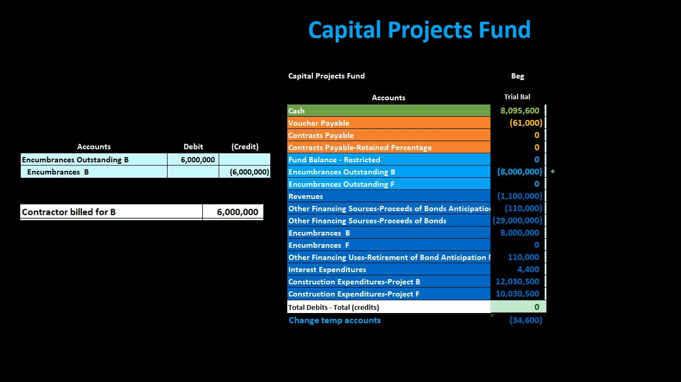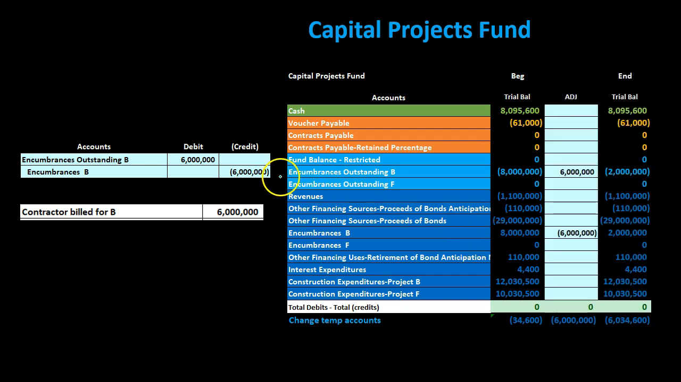We still have some to do, but the progress billing so far is going to be for the $6 million. The $6 million, $8 million on there. $6 million is the amount so far. So we're going to reverse that. This is encumbrance outstanding, has a credit. We're going to debit it to make it go down. And then the other side is encumbrances. It has a debit. We're going to credit it to make it go down.